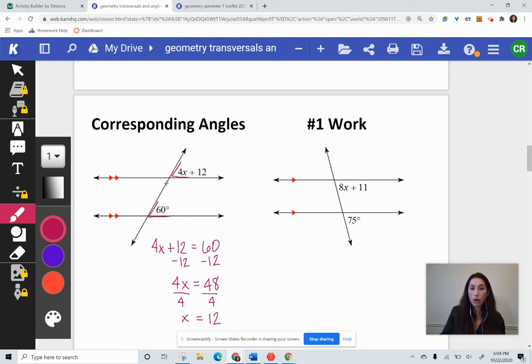Okay, now on your piece of paper, so make sure you have a piece of paper. For this problem here, you're going to write on your paper number 1 work. You are going to set up an equation to solve for x in this diagram here using 8x plus 11 and the 75. And then you're going to go ahead and answer on Edpuzzle.